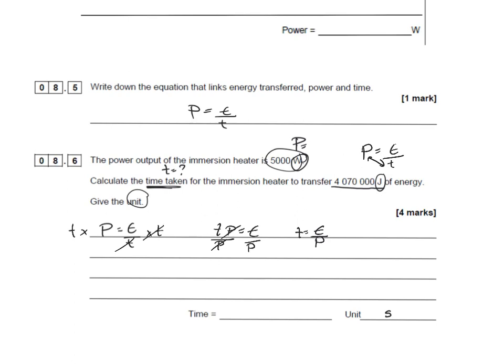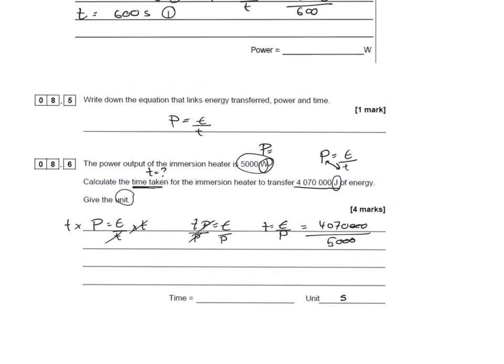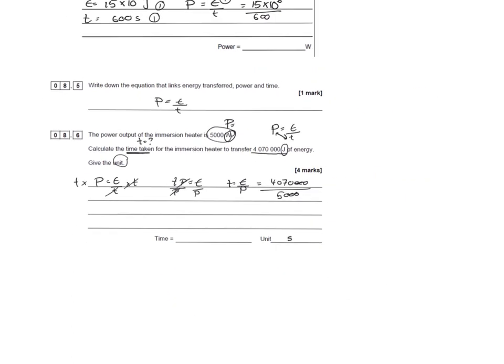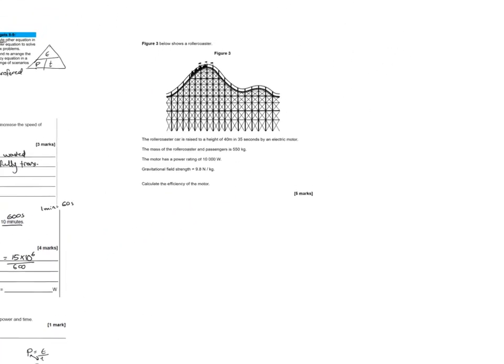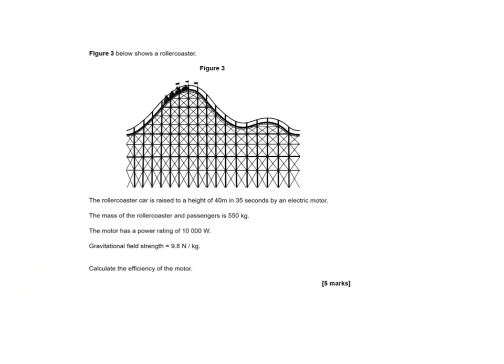So we have the energy, which is 4,070,000 divided by 5,000 watts. Just get rid of the zeros, and whatever number you get, you put in the equation. And these were a bit hard. These were rearranging. There was no substituting yet or anything. And I need to add also a question about efficiency in a second.